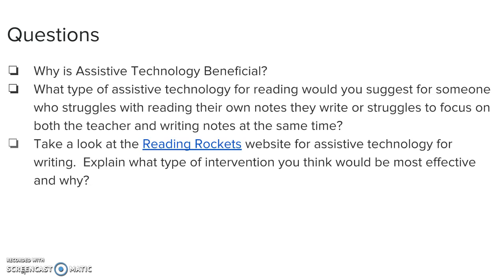Our questions are, the first one is, why is assistive technology beneficial? And the second is, what type of assistive technology for reading would you suggest for someone who struggles with reading their own notes as they write or struggles to focus on both the teacher and writing notes at the same time? Our last question is for you to go and take a look at Reading Rocket's website, and that will tell you more about assistive technology for writing. With that, explain what type of intervention you would think would be most effective and why.